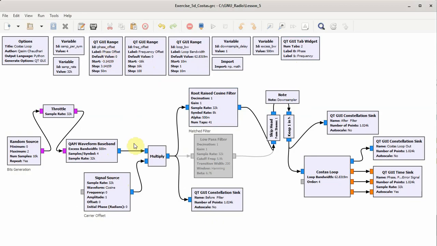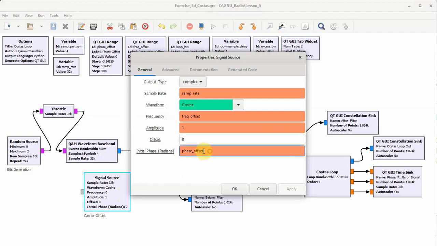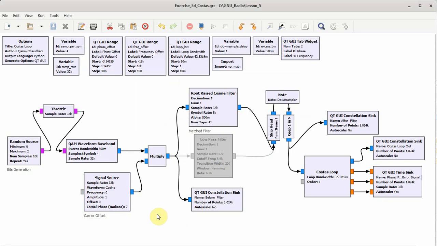Remember that in the previous flow graph, we just multiplied with a complex constant e raised to power j theta. Right now, I'm introducing the phase offset through the initial phase of the complex sinusoid and the frequency offset through the frequency of the complex sinusoid. The data type is complex, so it's e raised to power j (omega t plus theta). This is multiplied with the QAM baseband waveform to introduce both a frequency error and a phase error.